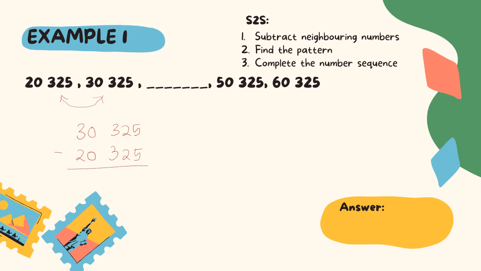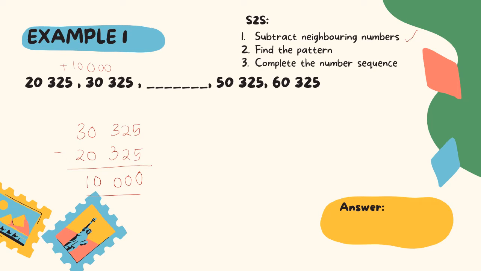So let's just subtract them one by one. 5 minus 5 gives us 0. 2 minus 2 gives us 0. 3 minus 3 gives us 0. 0 minus 0 gives us 0. And 3 minus 2 gives us 1. So that is step 1. Now, step 2 says find the pattern. So this means that in order for you to go from 20,000 to 30,000, you are going to add 10,000. So that is the pattern.